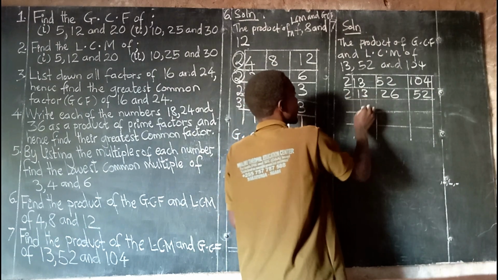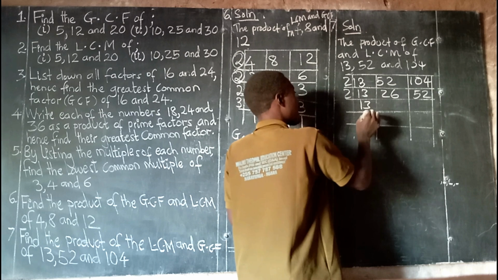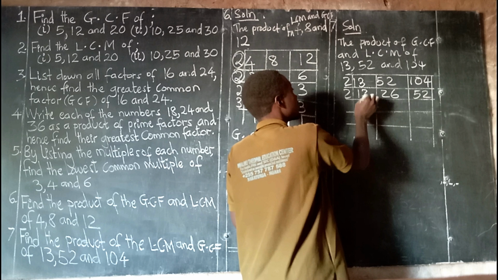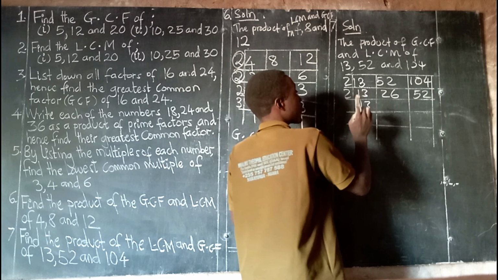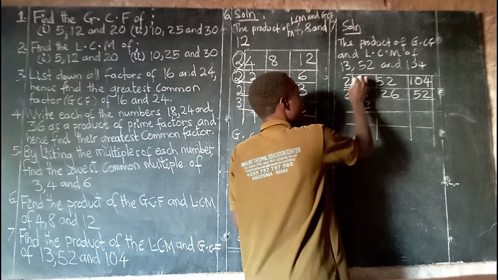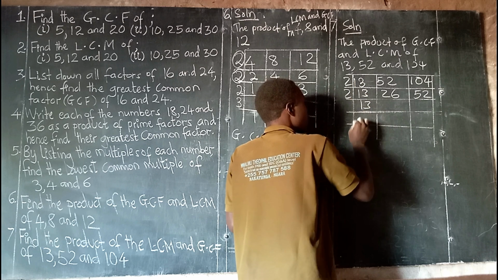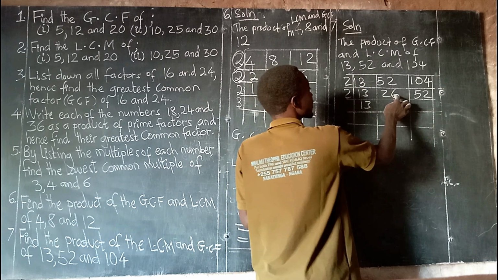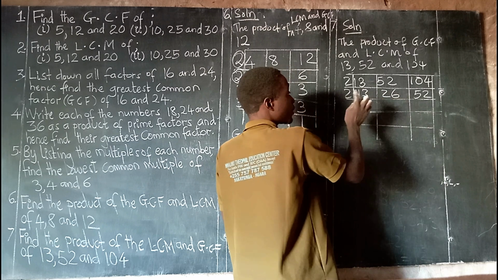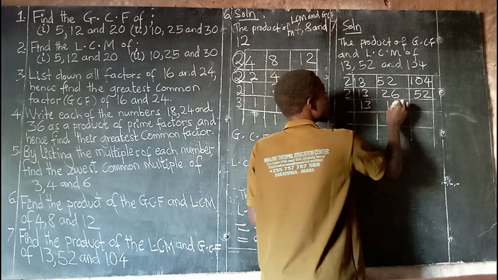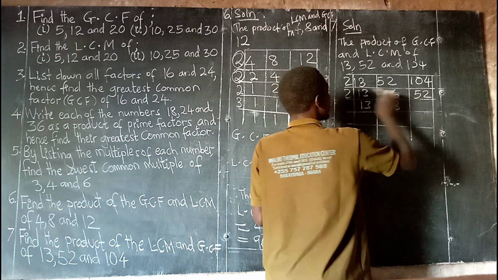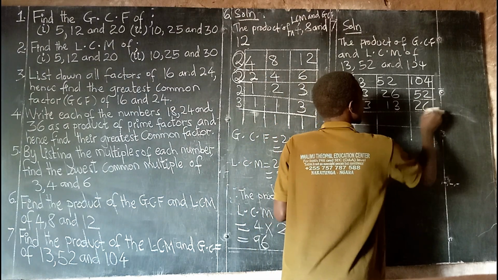13 over 2, we are going to get 13. Why have I written 13? I have written 13 because 13 is not divisible by 2 without a remainder. Now, as I told you before, if it is not divisible without a remainder, you have to write it as it is. Now we shift to 26. 26 over 2, you get 13. Now we take 52. 52 over 2, you are going to get 26.